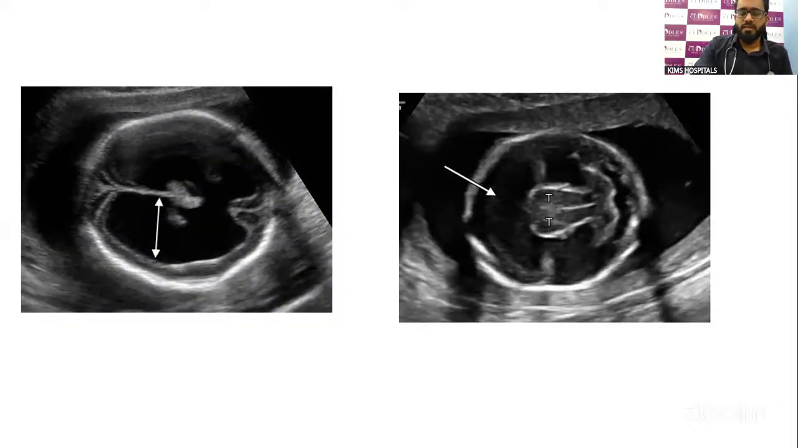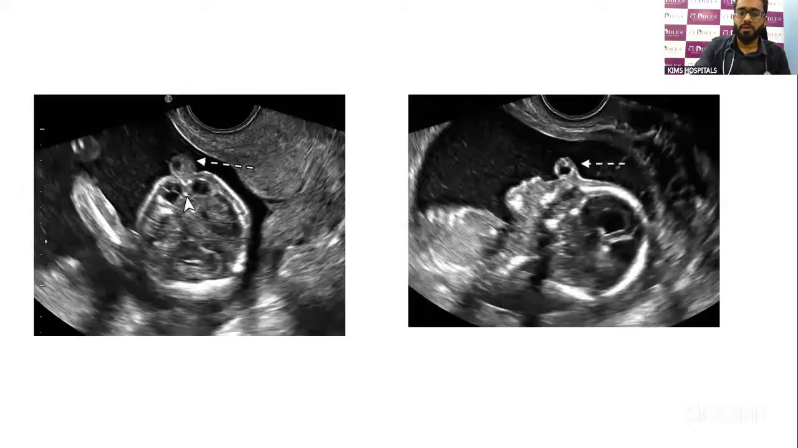Again, the dimensions of the ventricles need to be very well looked at to find out whether there are early signs of hydrocephalus or not. Also, whether they are asymmetric or symmetric needs to be looked at.